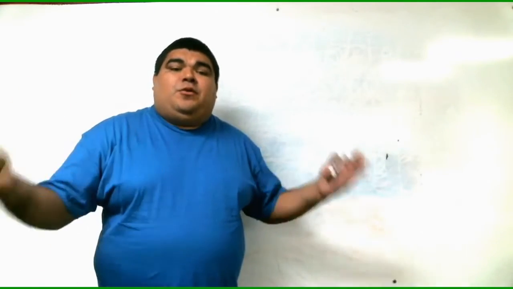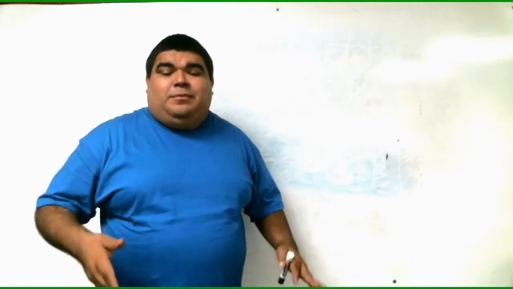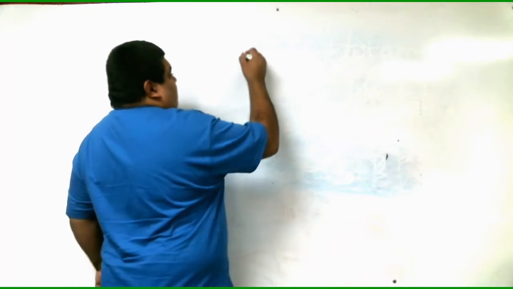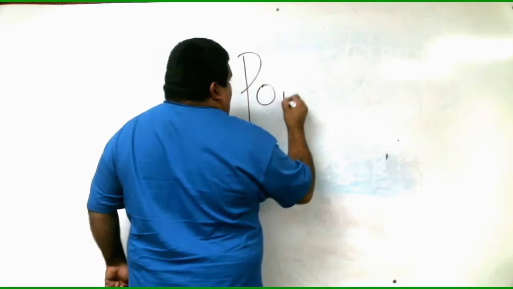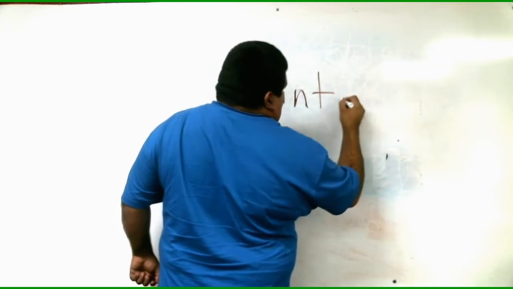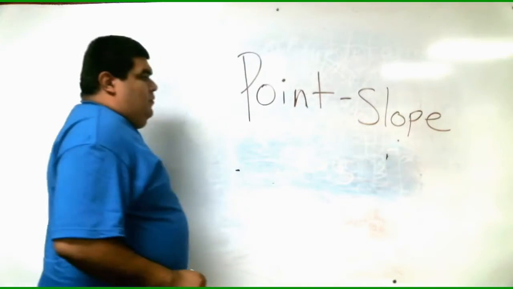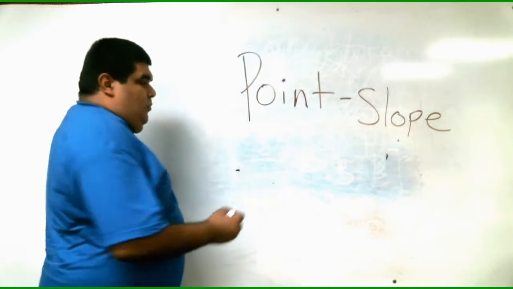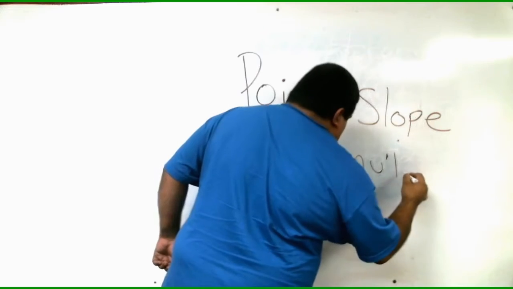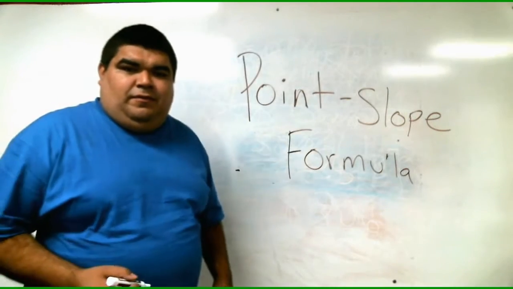Last class we learned about slope-intercept form and how we have to solve for b in order to get a new equation. Today we're going to use the other formula that can also be used. It's called point slope formula.